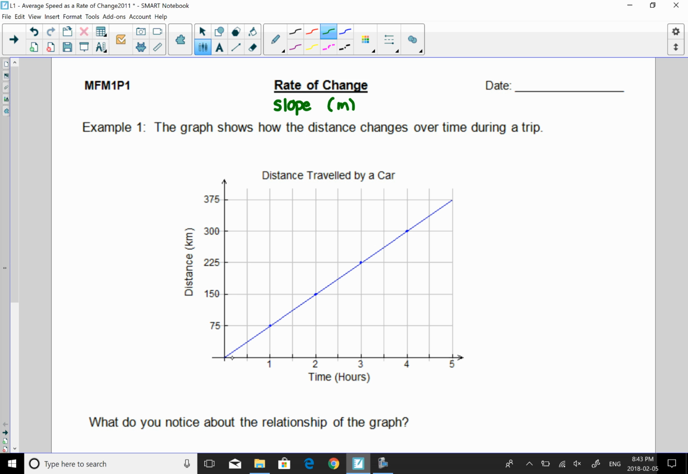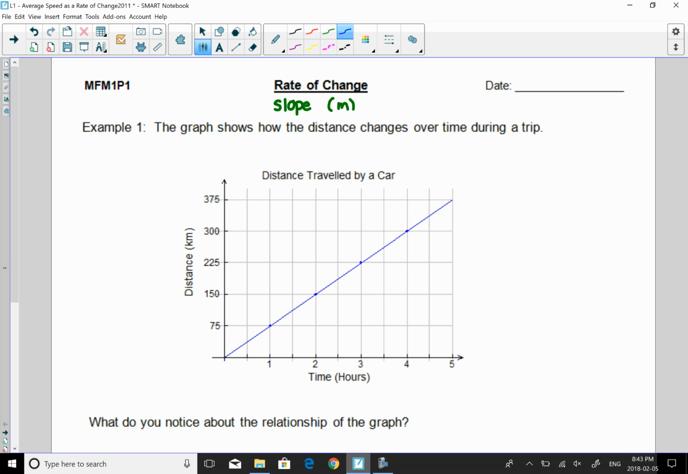So if you look at the graph, here's time, so that's our independent variable. Distance is our dependent variable. So as time goes by, we're traveling at a certain speed. Speed comes from distance. So in 1 hour, we travel 75 kilometers. 2 hours, we travel 150 kilometers. 3 hours, we travel 225 kilometers, and so on.